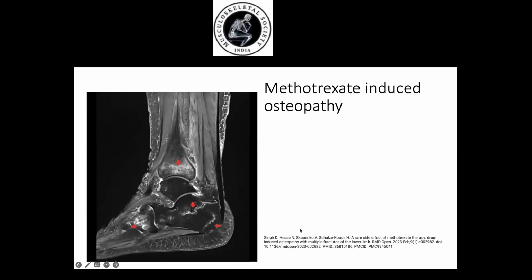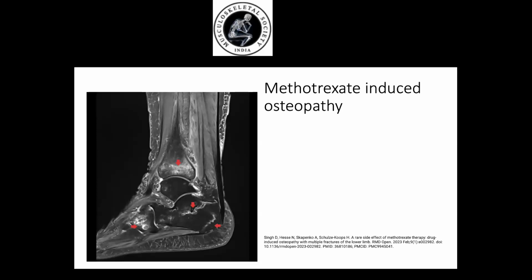Again, relatively rare, and honestly, I've not seen this in my practice, but it came up in the literature. A rare side effect of methotrexate therapy is methotrexate-induced osteopathy. This is the typical distribution of what looks like insufficiency fractures in the distal tibia, calcaneum, or the tarsus, in that order. So the question arises, why are these not just insufficiency fractures, or why give it a separate name as methotrexate-induced osteopathy?